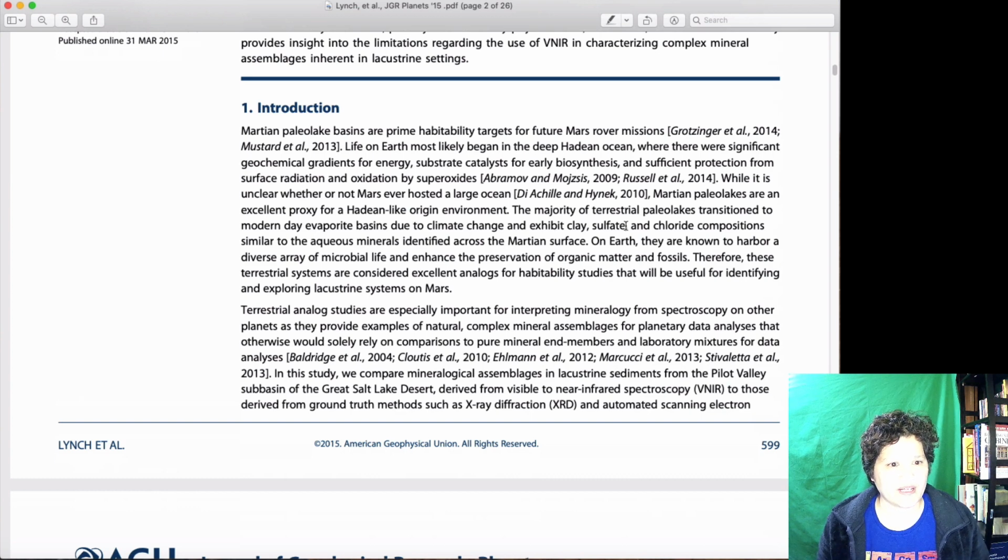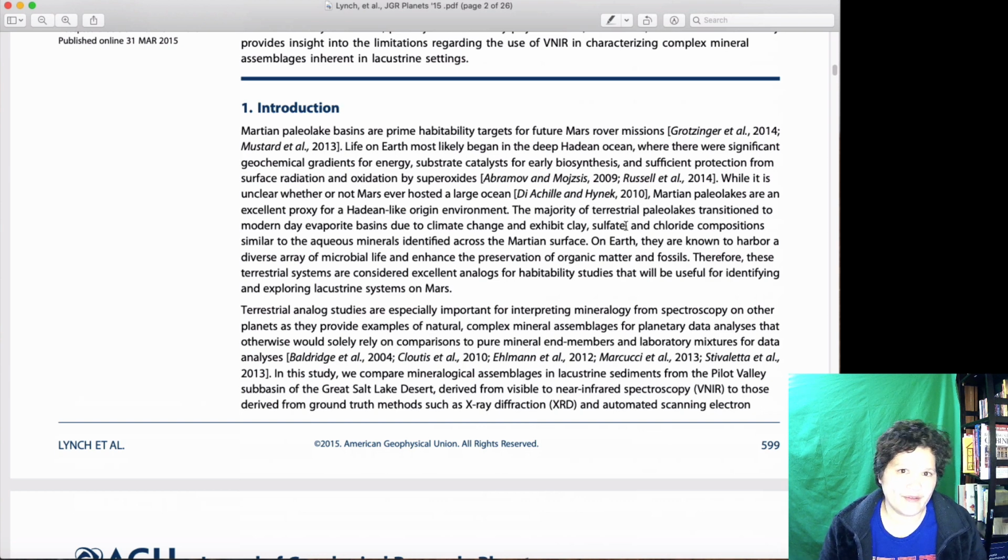So you can see where we start out, Martian Paleolake basins are prime habitability targets for future Mars rover missions. So there's something important. We are sending expensive spacecraft to Mars to look for life. We ought to know where to send them. Life on Earth mostly began in the deep Hadean Ocean, where there were significant geochemical gradients for energy, substrate catalysts, etc., okay? So they are talking about, where did life start? Where do we look for life? These are fundamental research questions that we are still trying to figure out. And that's the first paragraph.